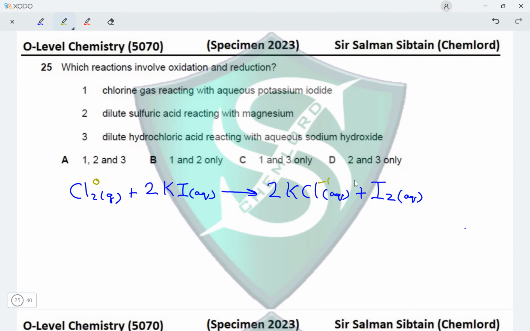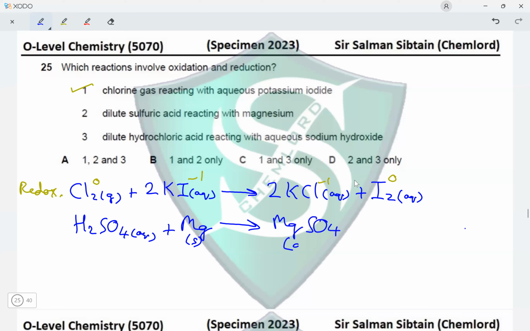Therefore, chlorine is undergoing reduction. And we have iodide ions having an oxidation state of -1, being oxidized to iodine having an oxidation number of 0, which means this is a redox reaction as asked in the question. So option 1 is correct. Moving on to option 2, we have dilute sulfuric acid reacting with magnesium. So we have sulfuric acid H2SO4 aqueous reacting with magnesium metal Mg solid. This will produce magnesium sulfate solution and it will liberate hydrogen gas.